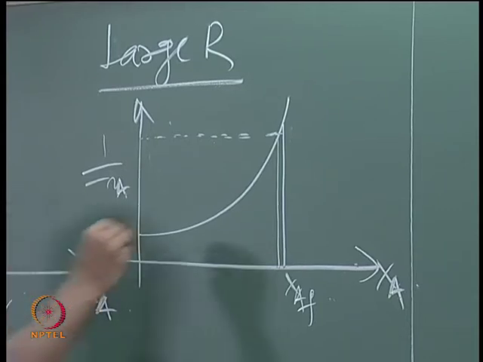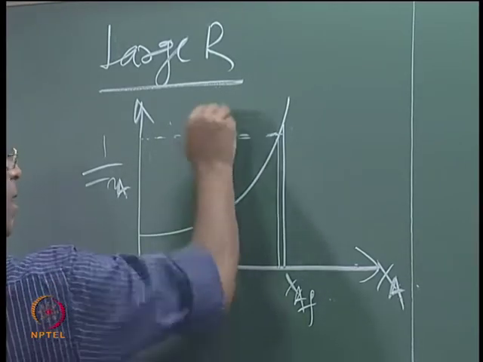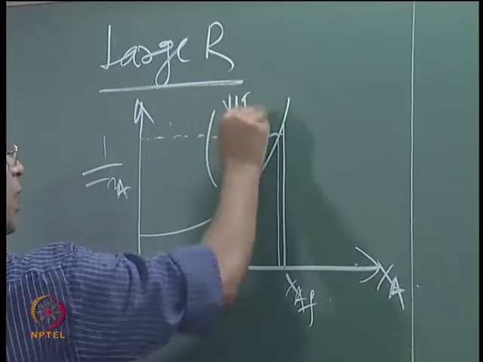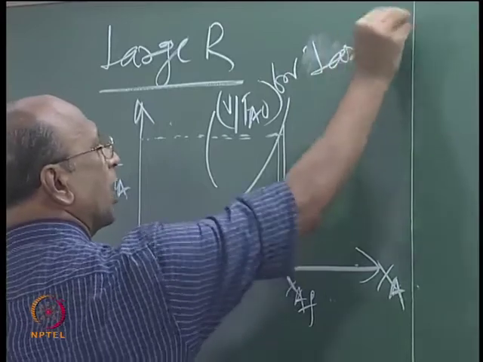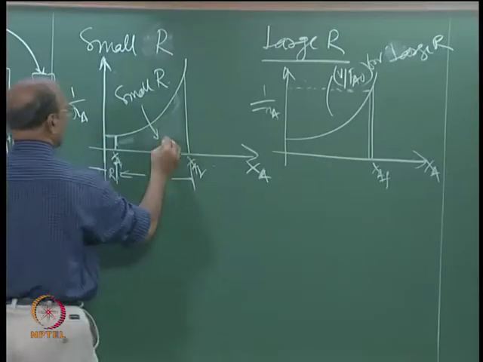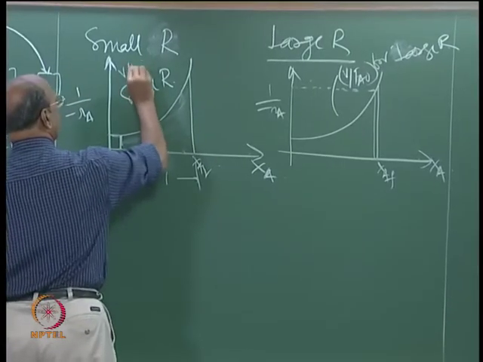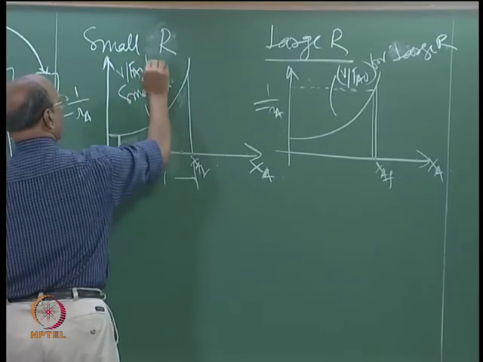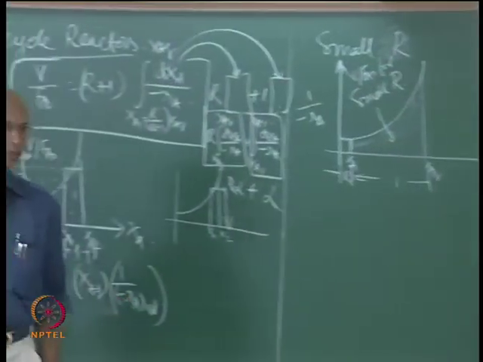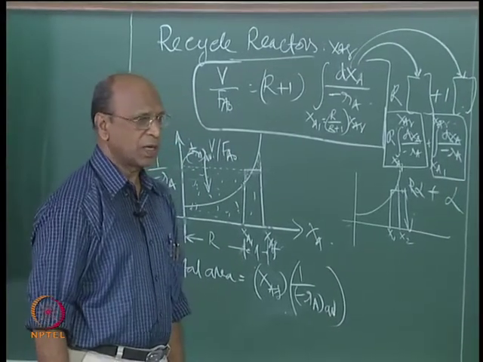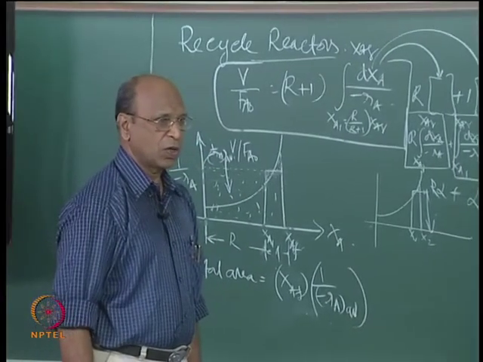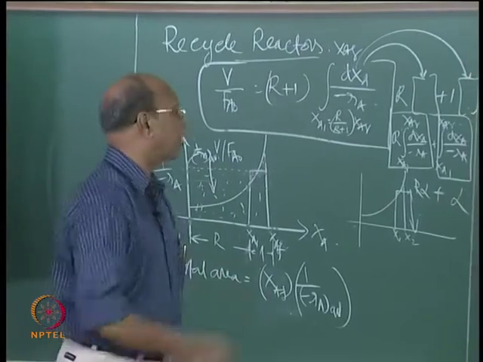Yeah, this is V by F naught. Okay, V by F naught for large R. And here V by F naught for smaller R. If you average the thing like that, in that case, how will you prove that for the smaller one? Yeah, but where do you average that when I am coming towards this?